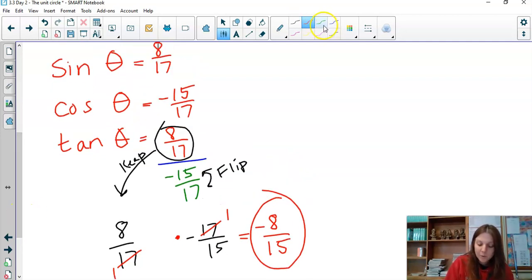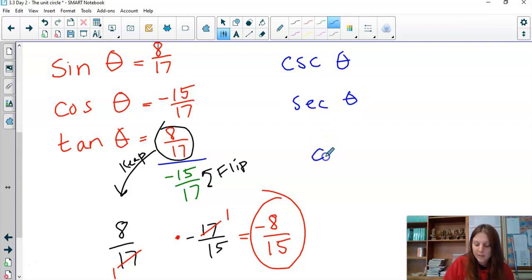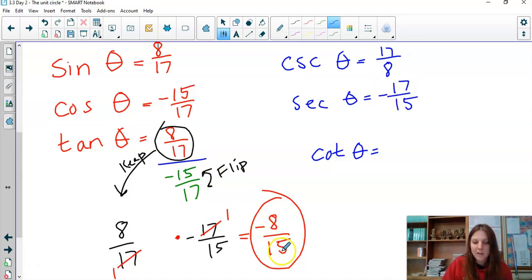Okay, now I need my other 3 trig functions. That would be the cosecant, the secant, and the cotangent. Remember, these are going to be reciprocals of the original. Instead of 8 over 17, it's going to be 17 over 8. Instead of negative 15 over 17, cover up the negative, flip it over, put the negative back in front. So it's going to be negative 17 over 15. And then finally, instead of negative 8 over 15, it's going to be negative 15 over 8.